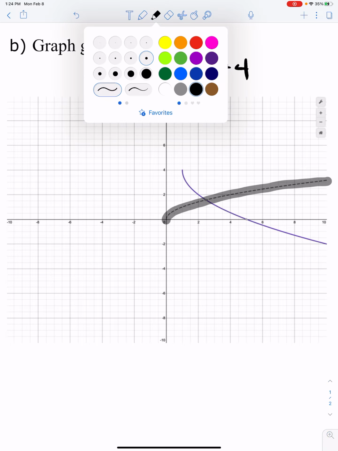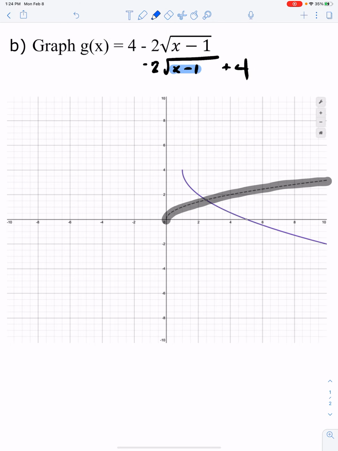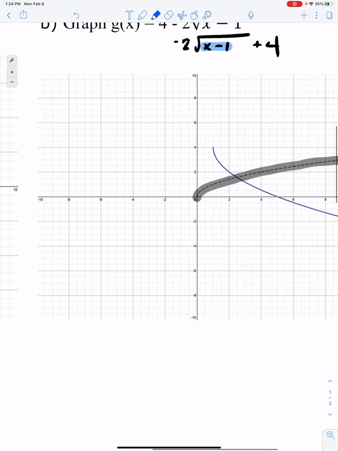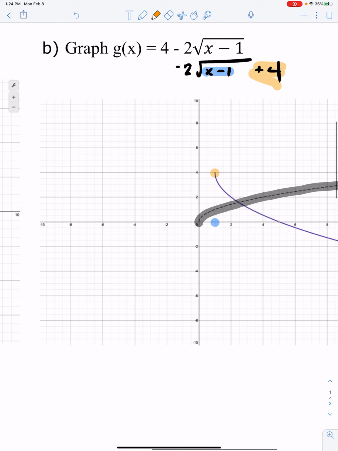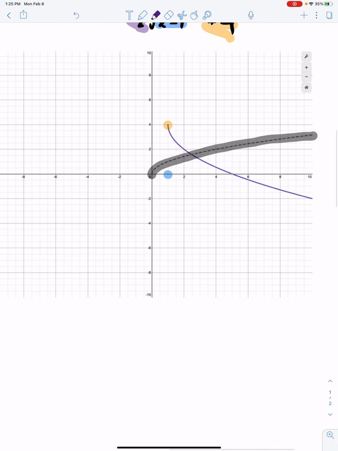Again, the minus 1 tells us we are moving to the right 1. So that puts the start of my square root right there. The plus 4 is going to move that up 4 to right here. And then the negative 2 out front is going to flip it over and stretch it out vertically by a factor of 2.